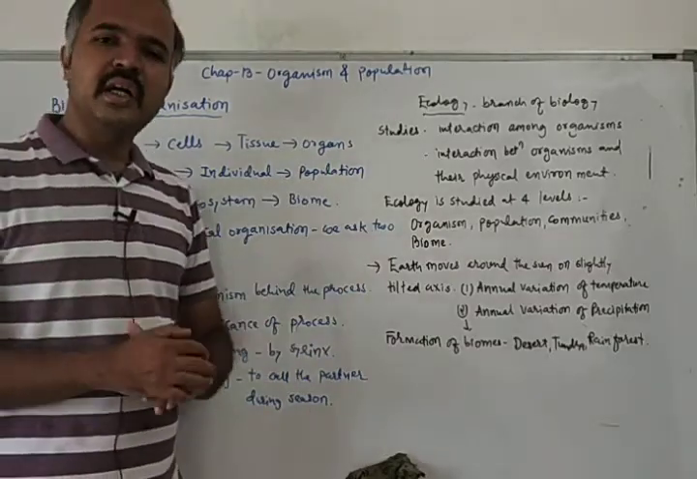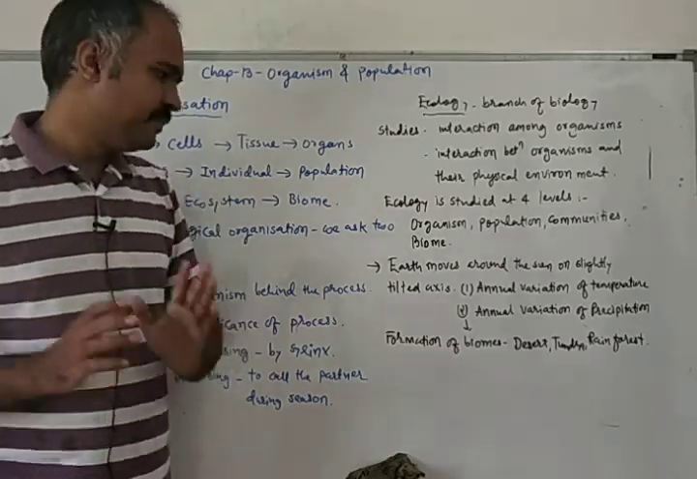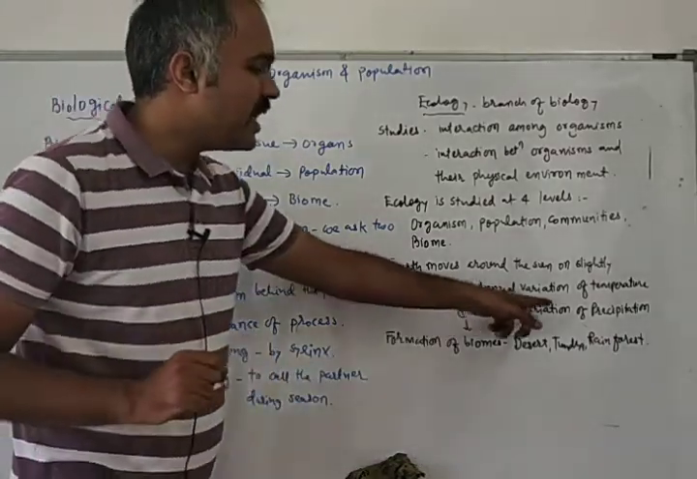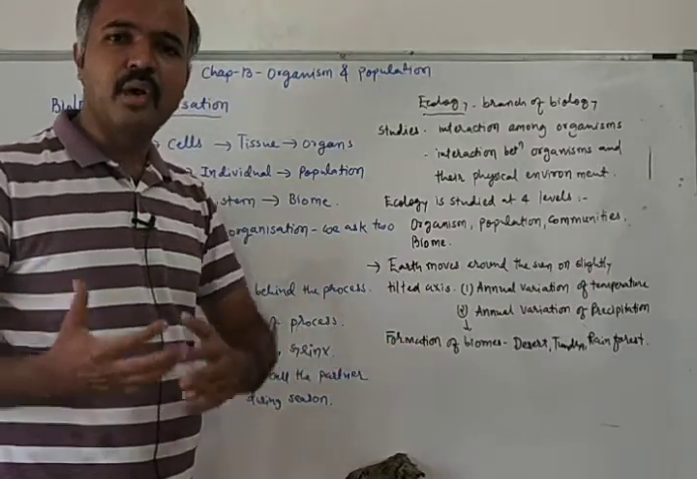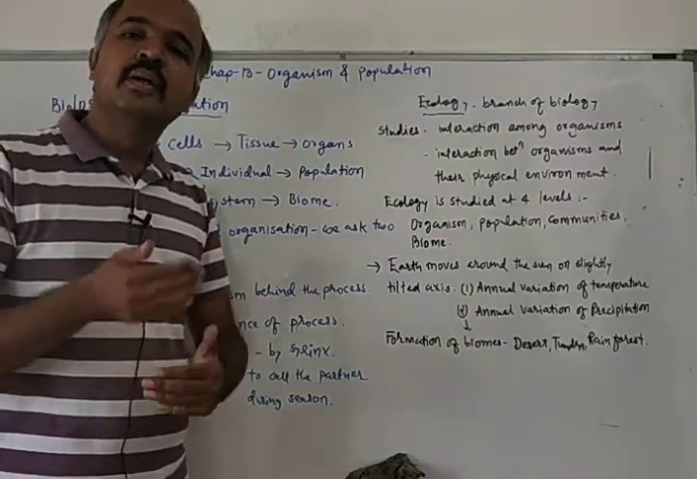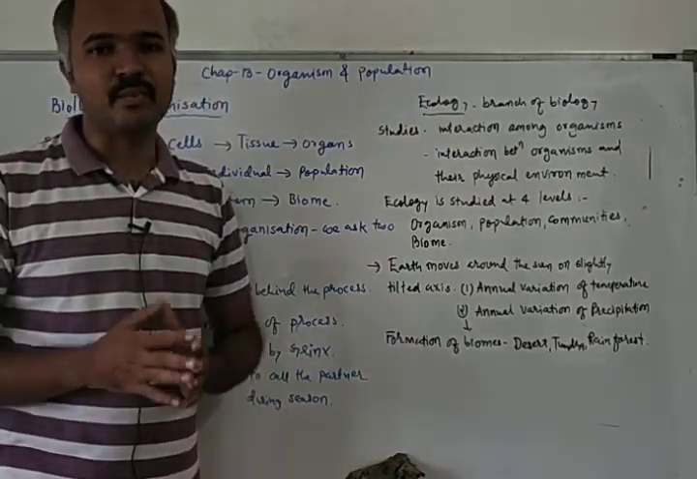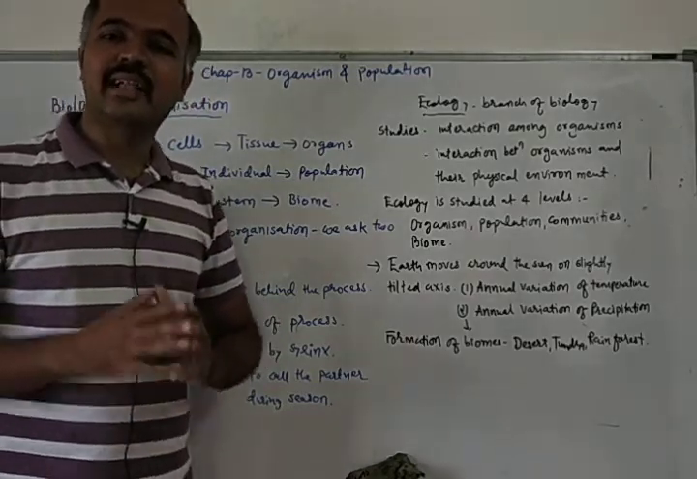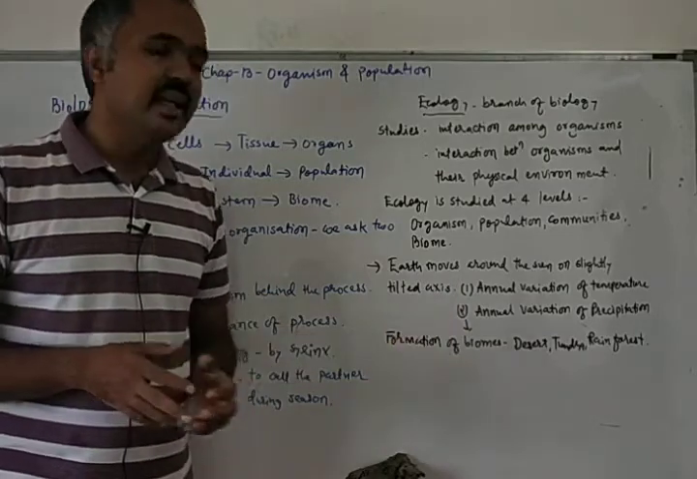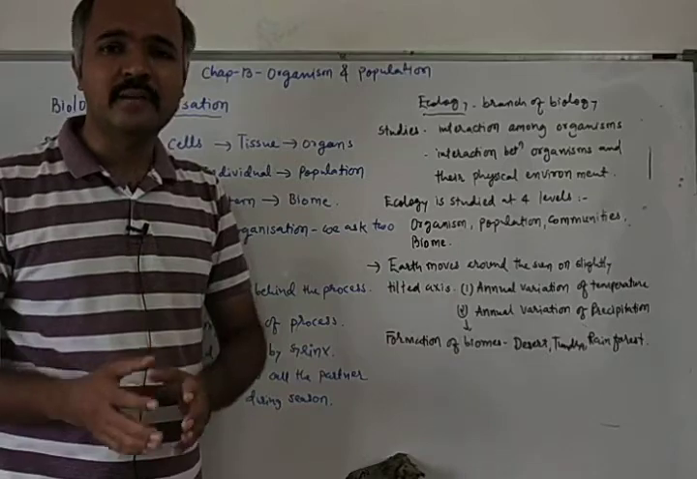Now, we all know that our earth moves around the sun on a slightly tilted axis. Due to this movement, we find annual variation of temperature, as well as annual variation of precipitation. So because our earth moves around the sun on a slightly tilted axis, two factors arise: annual variation of temperature and annual variation of precipitation.